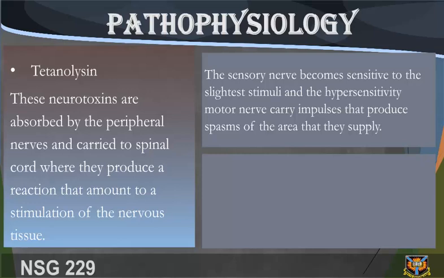Tetanolysin. These neurotoxins are absorbed by the peripheral nerves and carried to the spinal cord, where they produce a reaction that amounts to a stimulation of the nervous tissue. The sensory nerve becomes sensitive to the slightest stimuli, and the hypersensitive motor nerves carry impulses that produce spasms of the area that they supply.